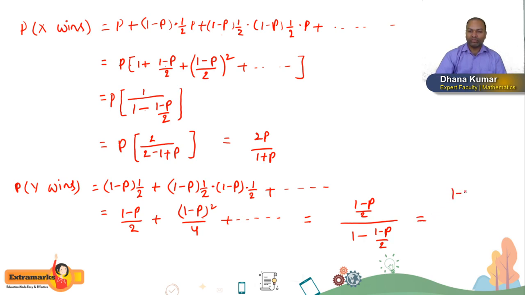Simplification: 1 minus p by 2, LCM is 2, numerator 2 ones are 2, minus 1 plus p, 2 to cancel. So that is equal to, answer is what? Here I am writing 1 minus p by 1 plus p. So here we got the answer 1 minus p by 1 plus p.